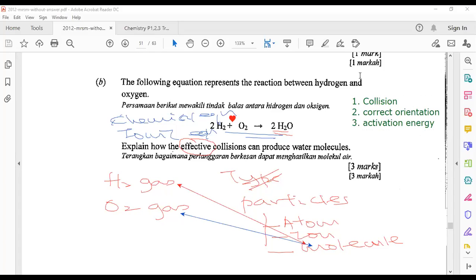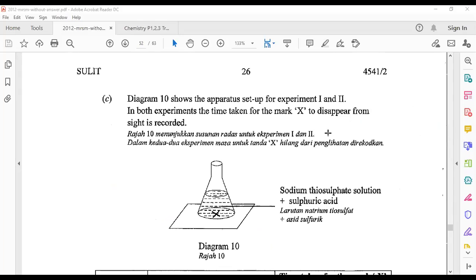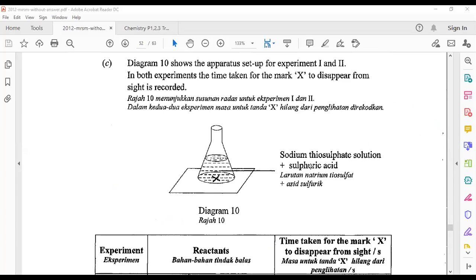Okay, now we are going to move on. Next part, we are going to look at part C. It shows the apparatus set up for experiment 1 and 2, and in both experiments, the time taken for the mark X to disappear from sight is recorded. I hope you still remember this reaction, which we have already done in our lesson. First of all, I would like you to write the chemical equation to represent this reaction. Now, this is for you to recall.